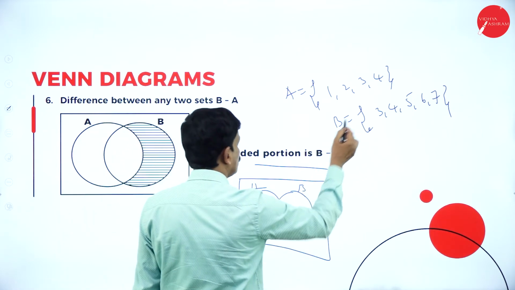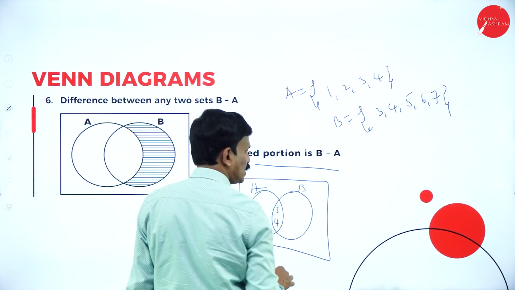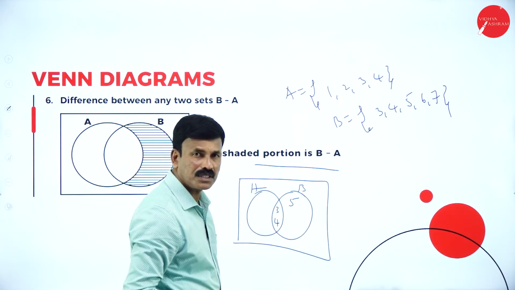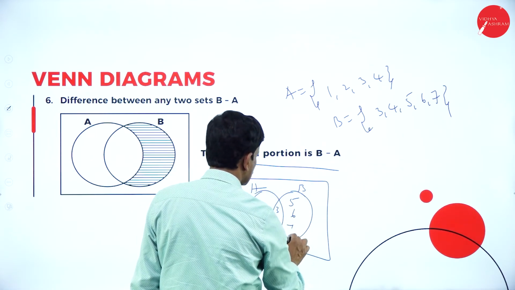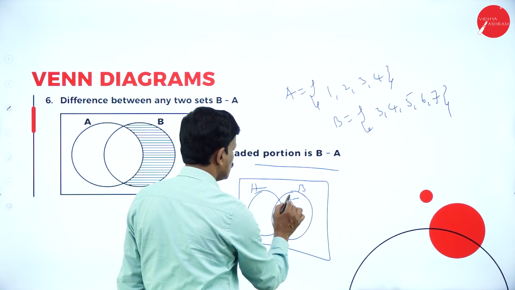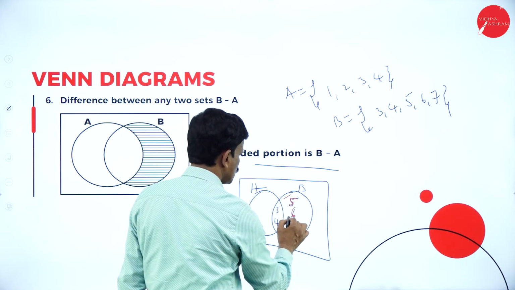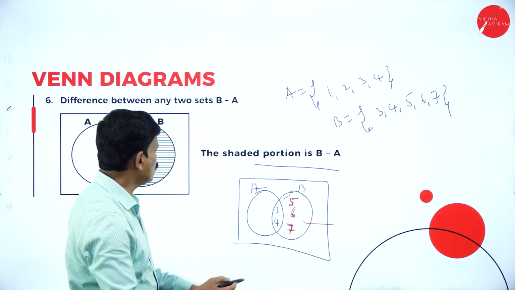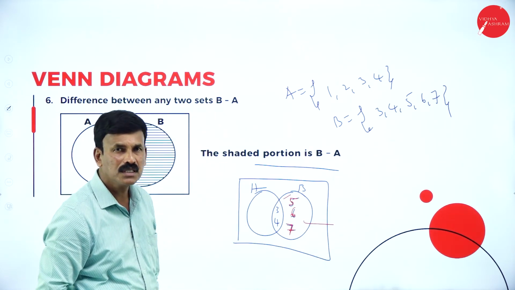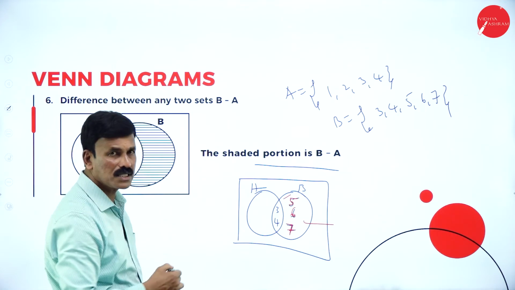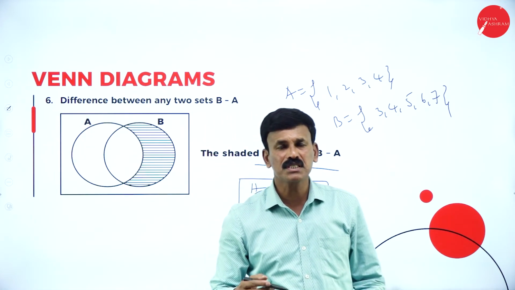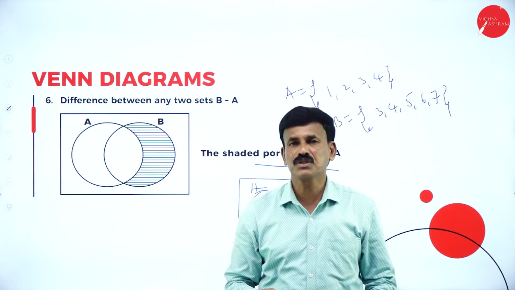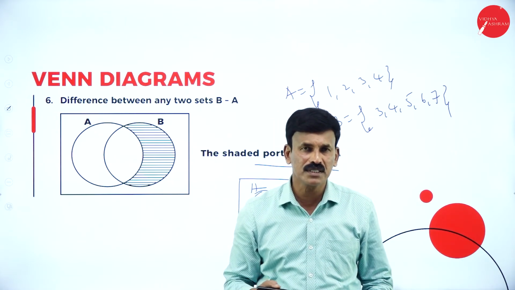What are the common elements? We have 3 and 4 as the common elements. Elements which are in B, 5, we have 5 but not in A, similarly 6 and 7. So these elements, that is 5, 6 and 7, will give the values of B minus A, elements which are in B but not in A. So that is B minus A. This is how we are going to represent the elements or the properties of a set in a pictorial diagram, that is called a Venn diagram.